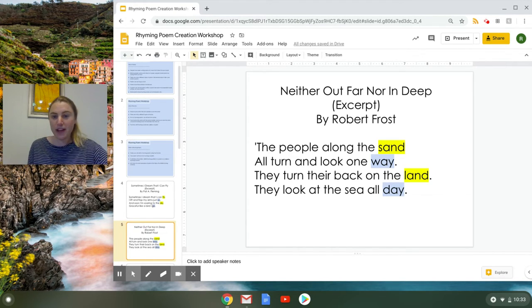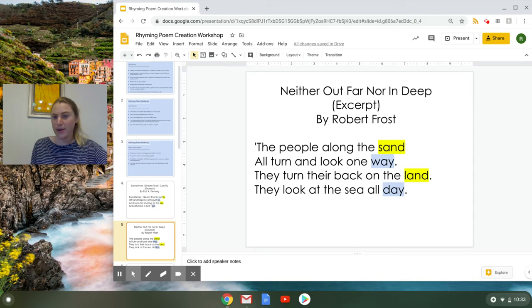The people along the sand all turn and look one way. They turn their back on the land. They look at the sea all day.